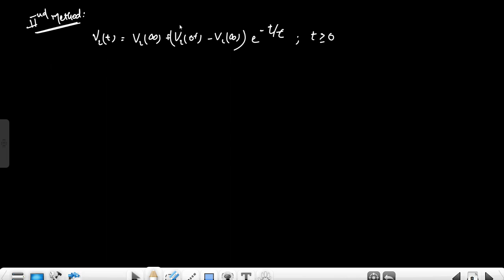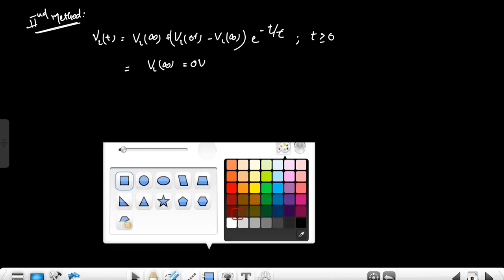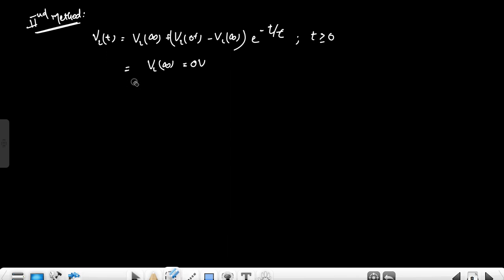अब यहाँ पर VL infinite is a fixed value, we know that VL infinite is always 0 volt because inductor is short circuited at the steady state, right? So VL(t) will be simply VL 0 plus and e raised to power minus of t, right? Our time constant is 1 second.